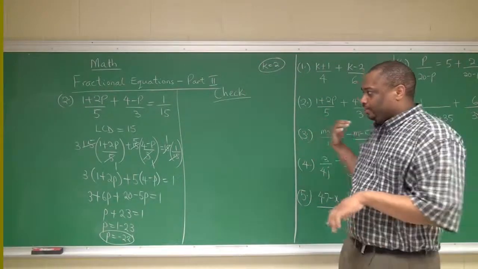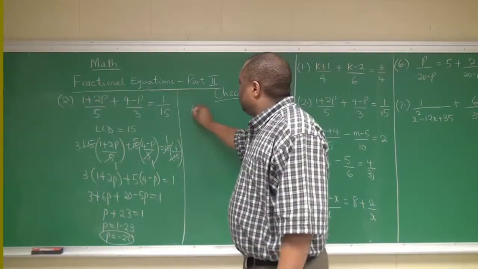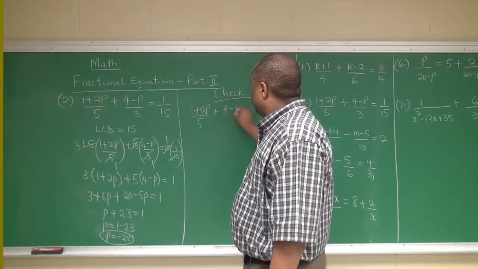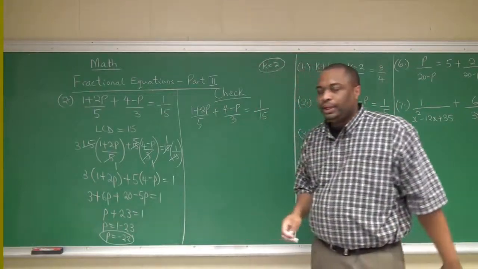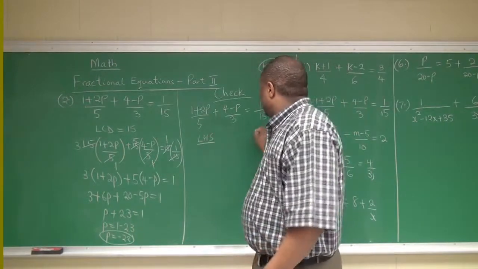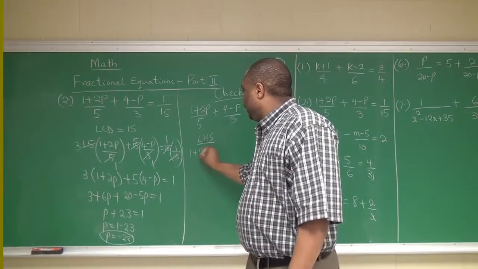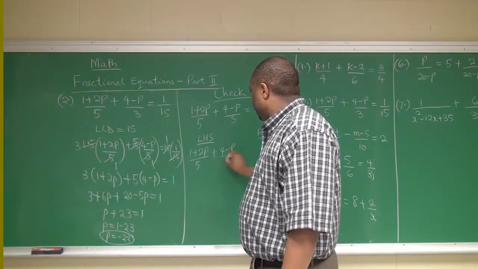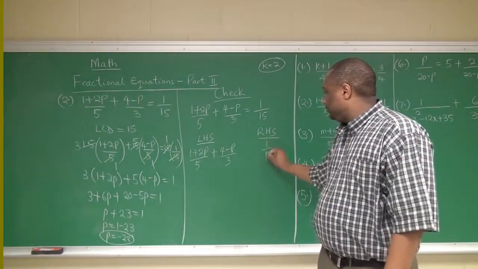And in writing check, the first thing we do is to write the main problem. So this gives us 1 plus 2p over 5 plus 4 minus p over 3 equal to 1 over 15. Then we write the left-hand side and the right-hand side. Our left-hand side we have 1 plus 2p over 5 plus 4 minus p over 3. And on the right-hand side, we have 1 over 15.